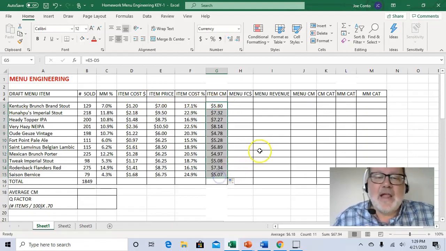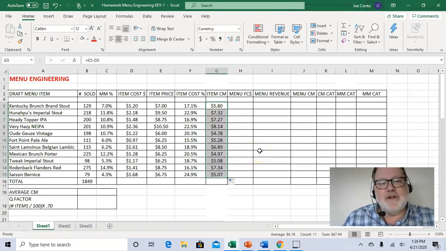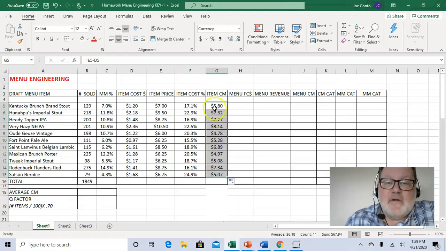Boom. So now I know for each beer on the menu, I know how many I sold. I know what percentage of the total that was. I know how much it cost me, and I taught you how to do that on the last one. I priced it at $7, and that means that my item cost percentage is 17%. Out of every dollar I get for this stout, 17 cents of that dollar goes back to pay for the stout, and that means that I have $5.80 left overall.